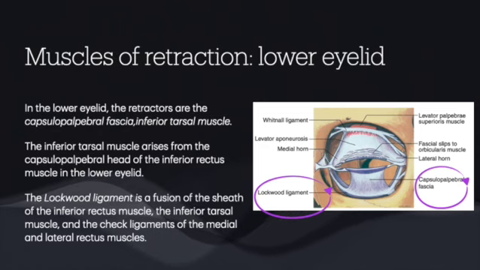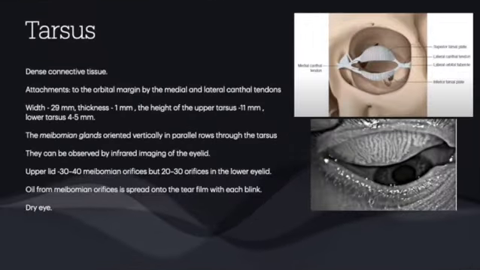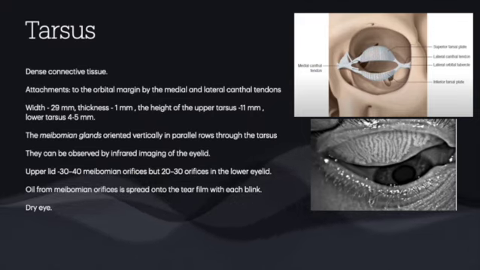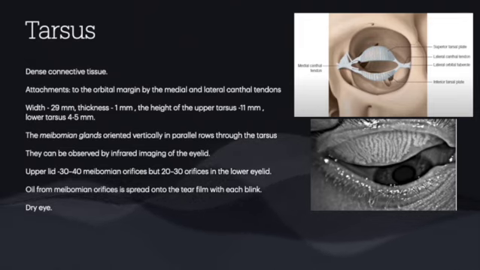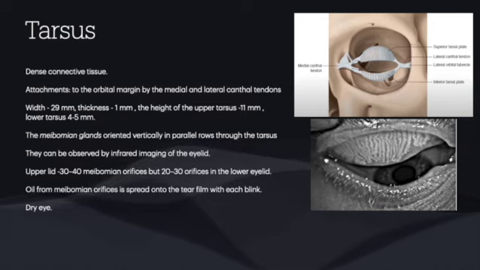Here in this picture I have circled it. So let's see about the tarsus. The tarsal plates are made up of dense connective tissue. These are attached to the orbital margin by the lateral and medial canthal tendons. Now, the upper and lower tarsal plates are almost similar in width, about 29 millimeters, and thickness of about 1 millimeter. But the height of the upper tarsus is about 11 mm, which is almost 3 times greater than that of the lower tarsus, which is only 4 mm.